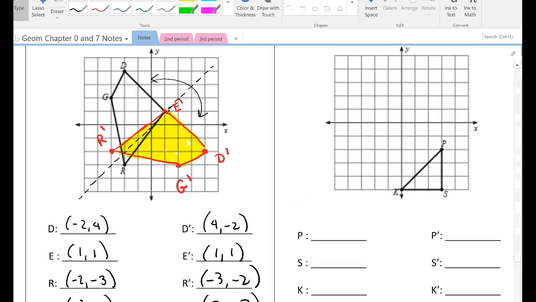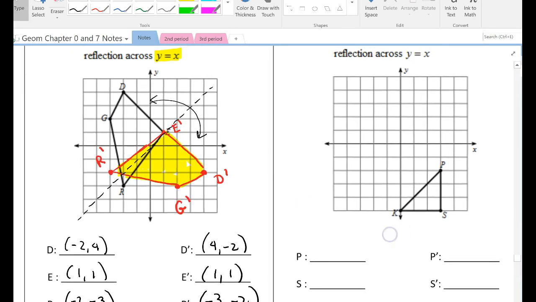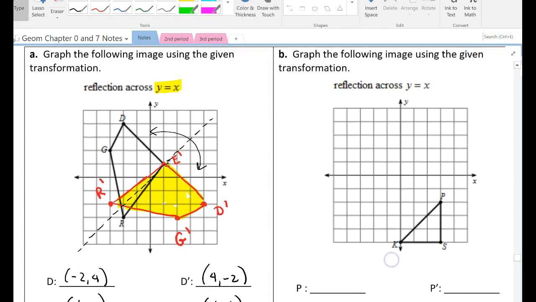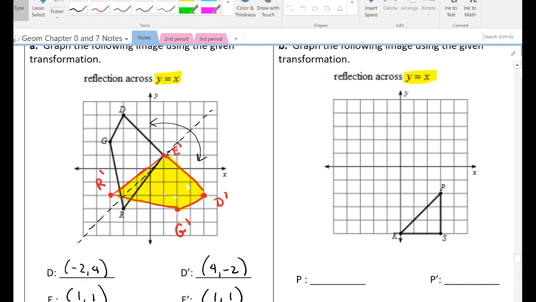Alright, so what I want you to do is go ahead and pause the video. We're going to do another example of reflecting over y equals x, and see what you can come up with for part B. And then when you start the video again, we'll have the solution up there, and you'll be able to check and see if you did it right.